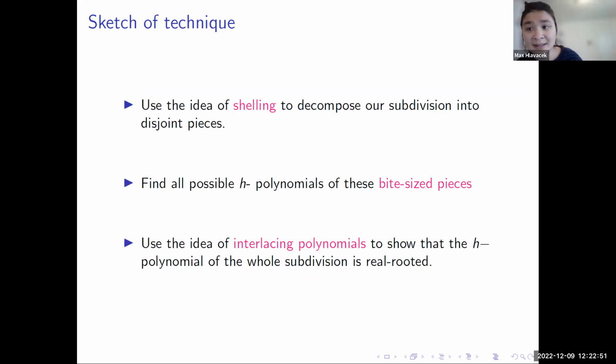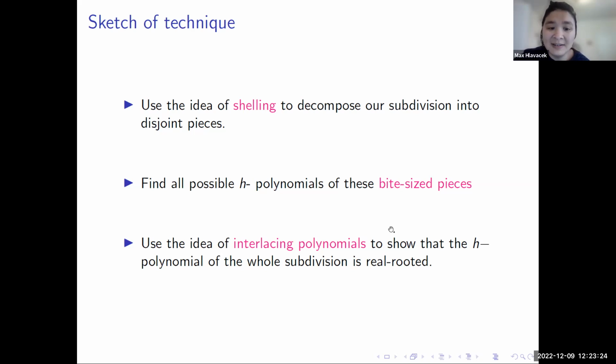So we're going to split this question into a process and talk about each step coming up. So the first step is we are going to use the idea of a shelling, which we will define on the next slide, to decompose our subdivision into disjoint pieces. So it's going to be split up into little bite-sized pieces, specifically so that those pieces do not overlap at all, not even on an edge or at a vertex.